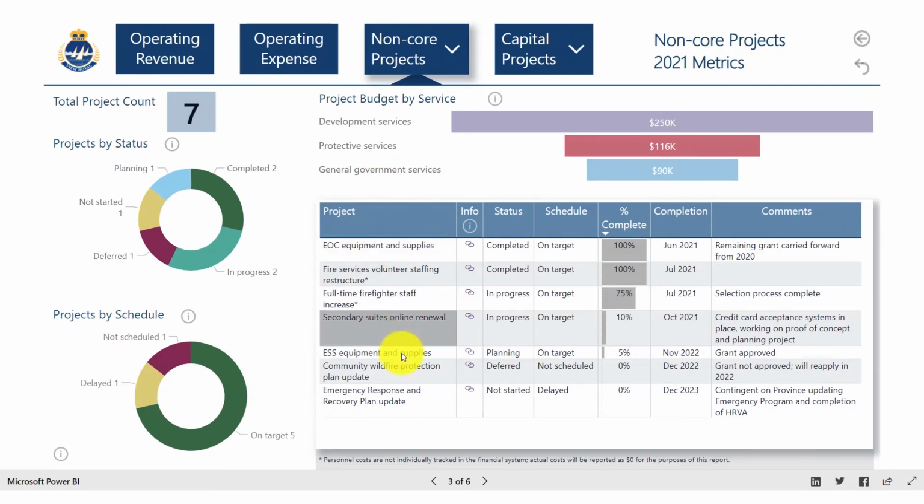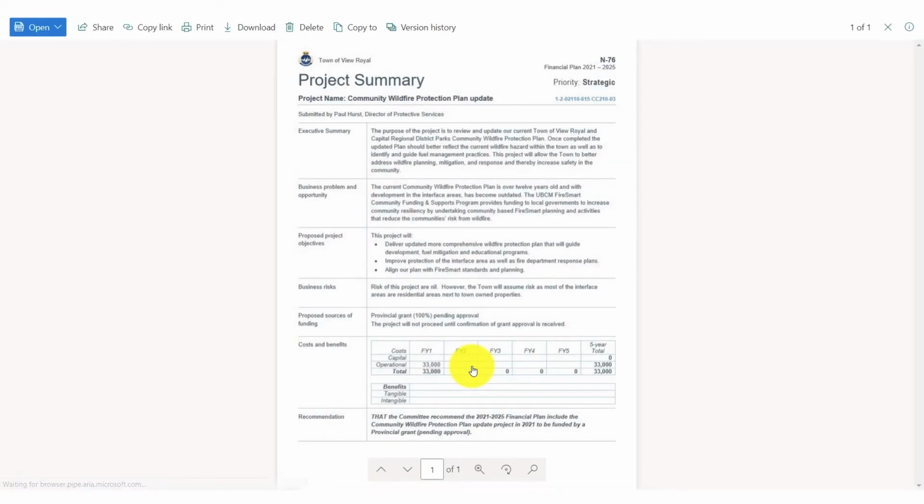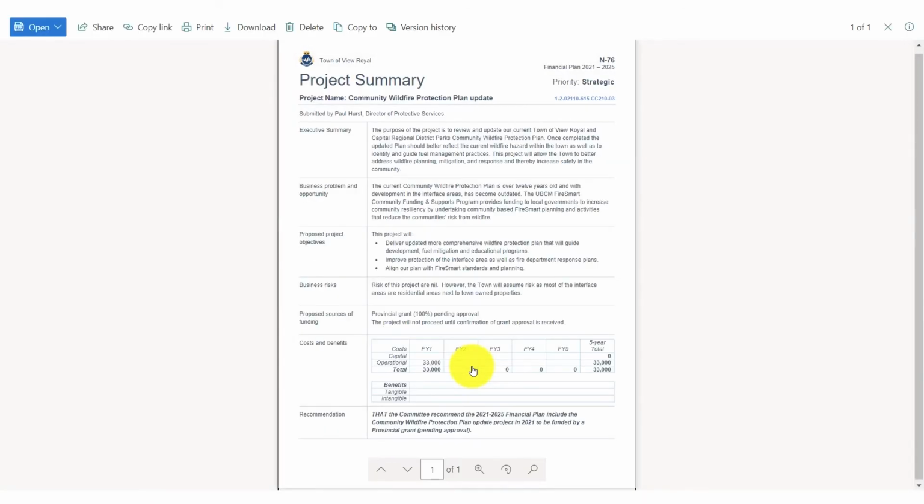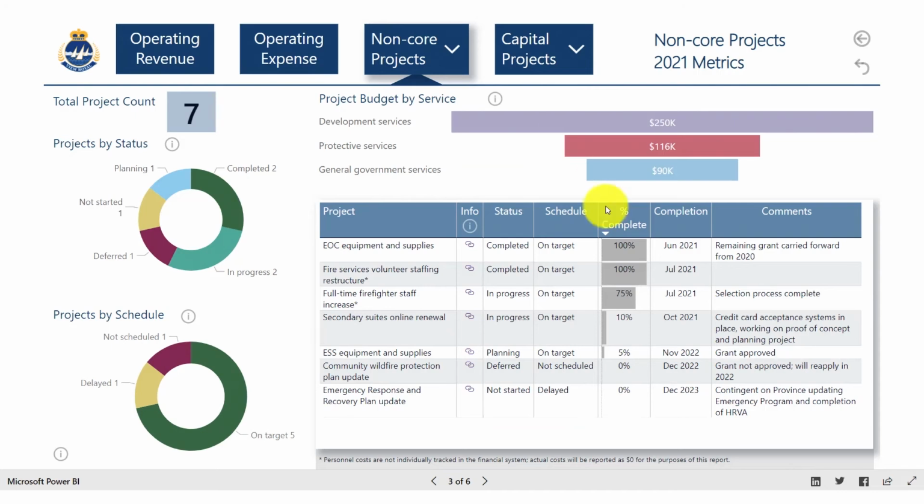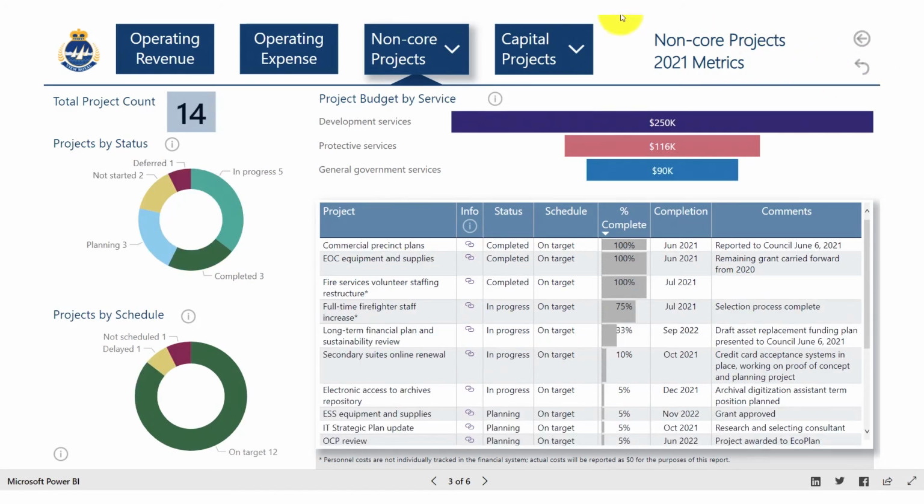The table provides the information that we track on the project. If you click on the link for that project, it will open the project summary document that provides complete information about that project and any implications for operational costs or future years. It will open in a separate tab in your browser, so just close that browser tab to go back to the dashboard. This section also has a back button if you want to return to a previous page, or a reset button if you want to clear all of the filters that you applied.